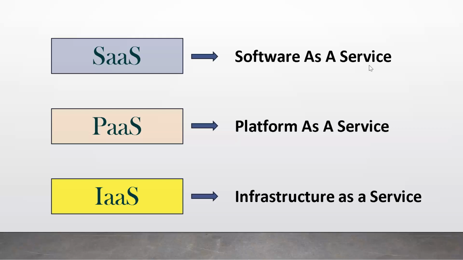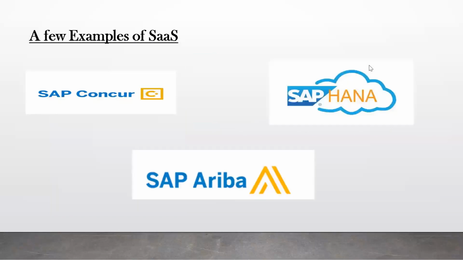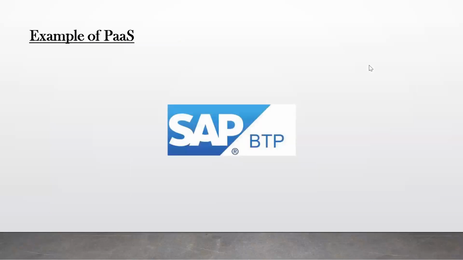The examples of PaaS is like SAP Business Technology Platform, or BTP. So here in this slide, you can see the examples of SaaS like SAP Concur, SAP S4HANA, and another one is the SAP Ariba system. The examples of PaaS is like SAP BTP, which is very useful during the implementation of S4HANA public cloud project, because some clients are taking these services like SAP BTP, which is quite expensive, but this is very useful for any organization, you know.